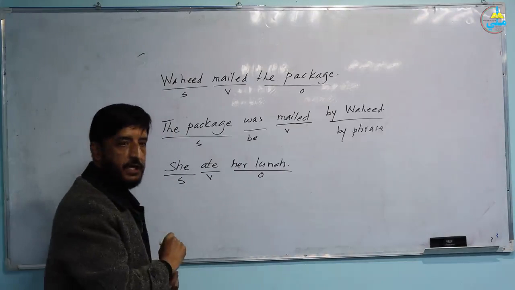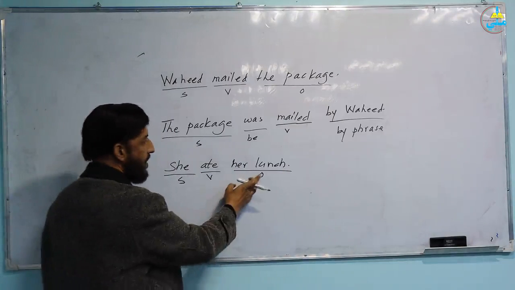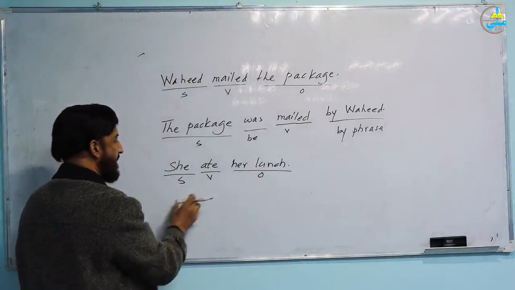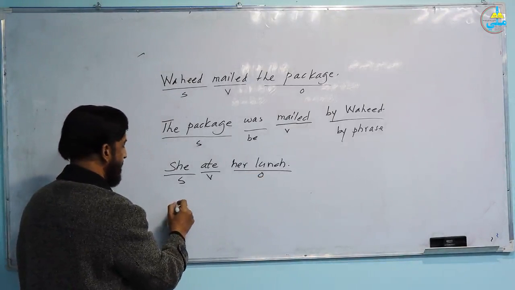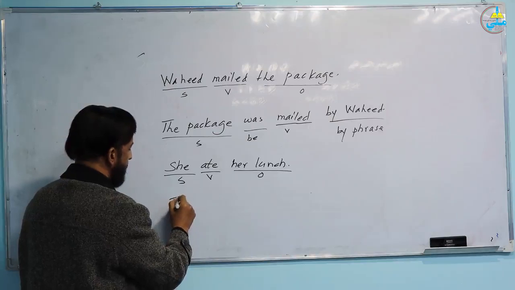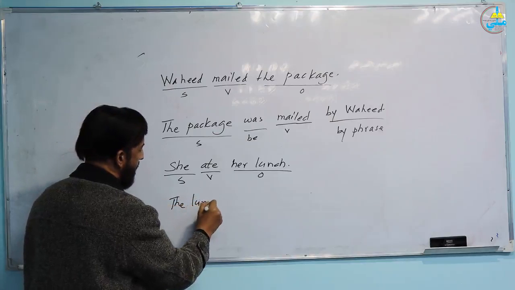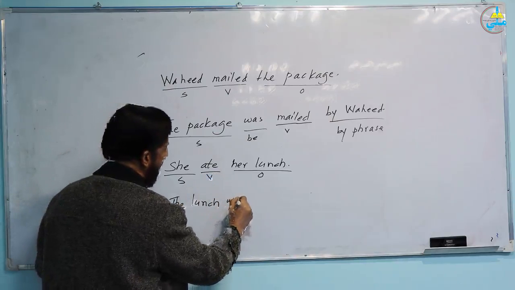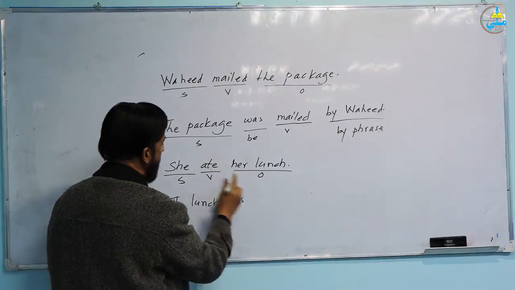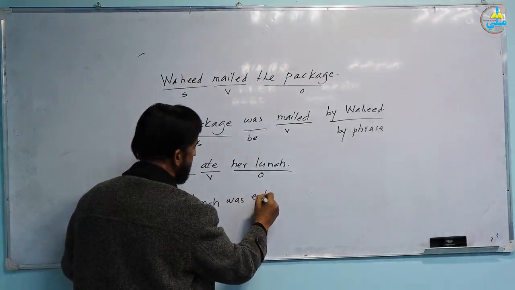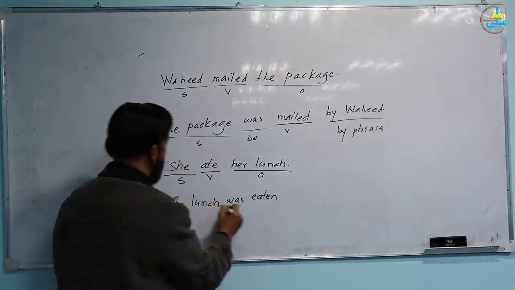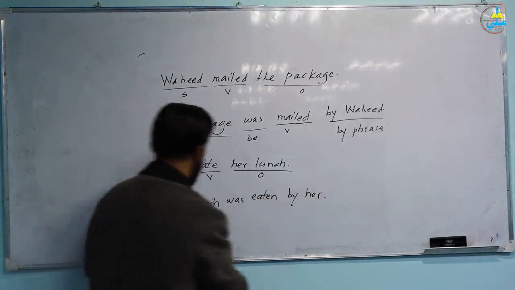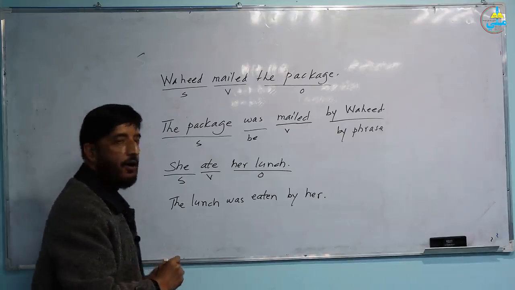So when we change it to passive, we make this object the subject of the passive sentence. What is it? The verb is in the second form, so we use was. Was eaten, the third form, eaten, by her. The lunch was eaten by her.